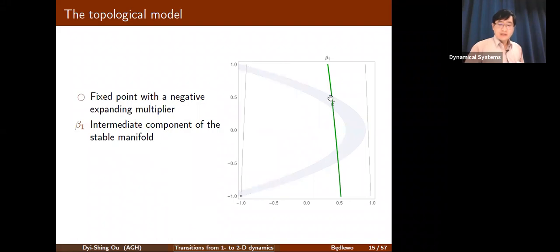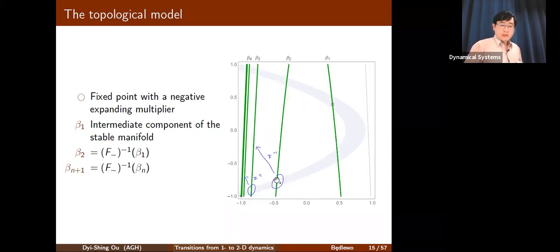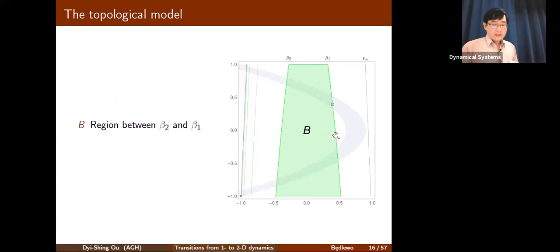So now we consider the other fixed point here. The stable manifold intersects the image twice, here and here. We take the preimage of this component. So this would be beta 2. And again, this stable manifold intersects the image here and here. We take the preimage of this component. So this component goes here, and this component goes here, and we continue to take the preimage of this branch of the Hénon map. So this becomes beta 1, beta 2, beta 3, beta 4, and so on. So now we define B to be the region bounded between beta 2 and beta 1, and C to be the region bounded between beta 1 and gamma infinity.